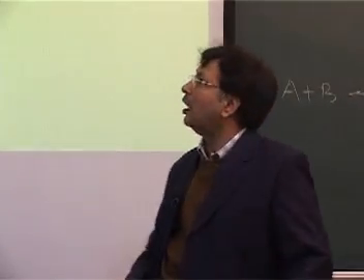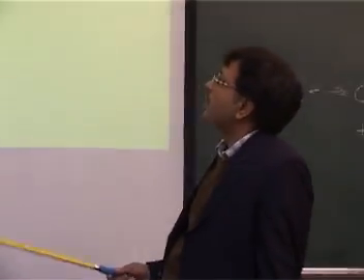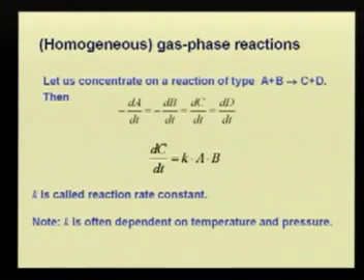In general, I'm saying the change in C here will depend on how much quantity I have of A and B, times the rate constant. You all know about that. K is called the reaction rate constant, or rate constant. K often depends on the temperature and the pressure. What are the units of K?